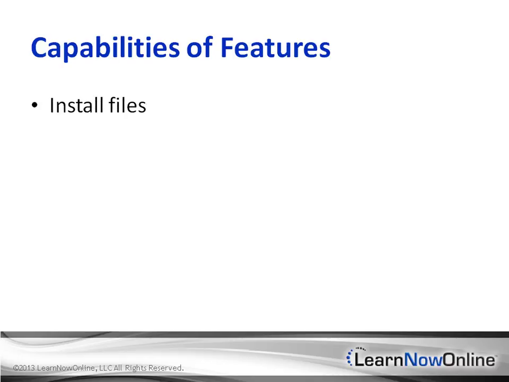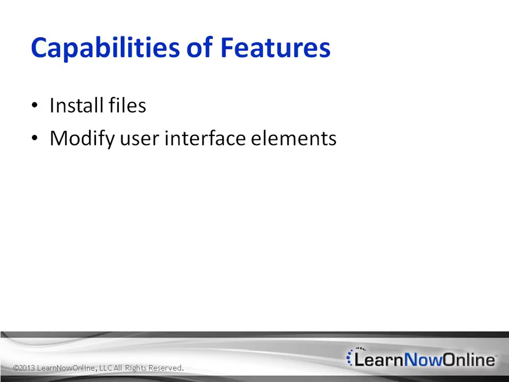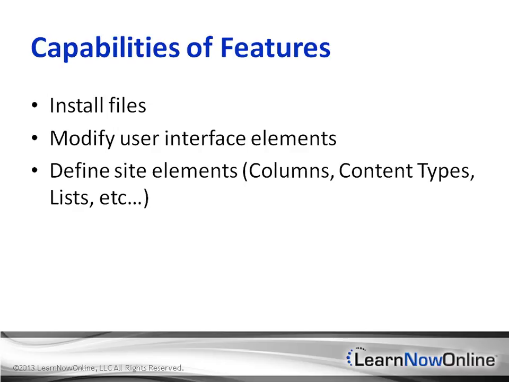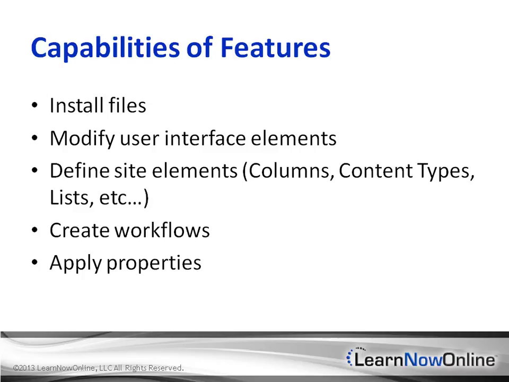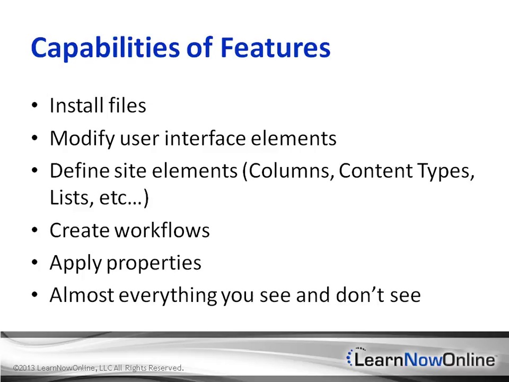Features can do everything from installing files, they can modify UI elements, you can define site elements and provision them, so things like site columns, content types, lists. You can create workflows from a feature, you can apply properties. Pretty much everything you see and don't see can be done in a feature. Anytime you need any kind of custom code that just needs to be run one time, a feature is a good place to put that.